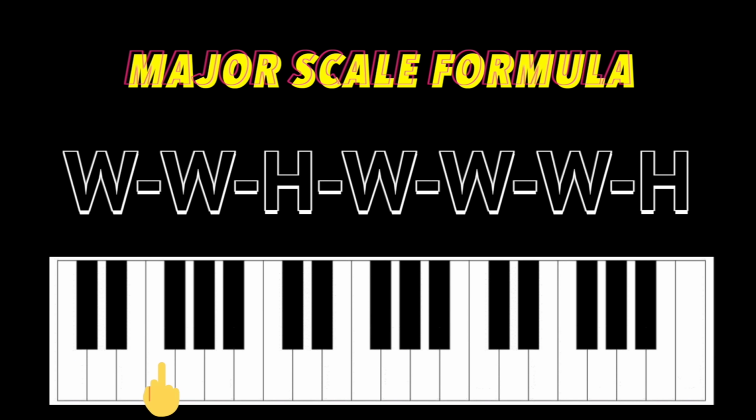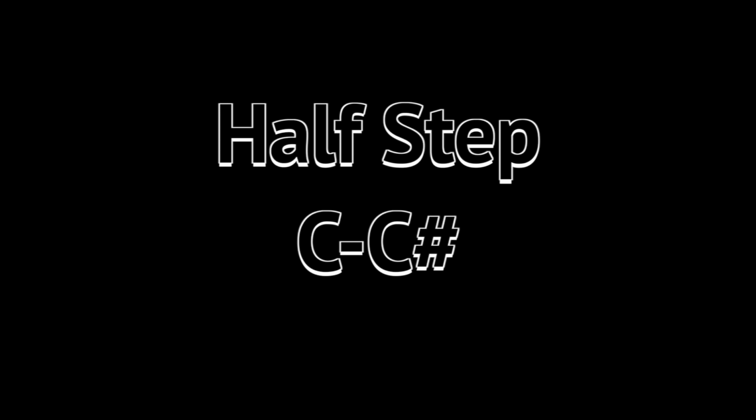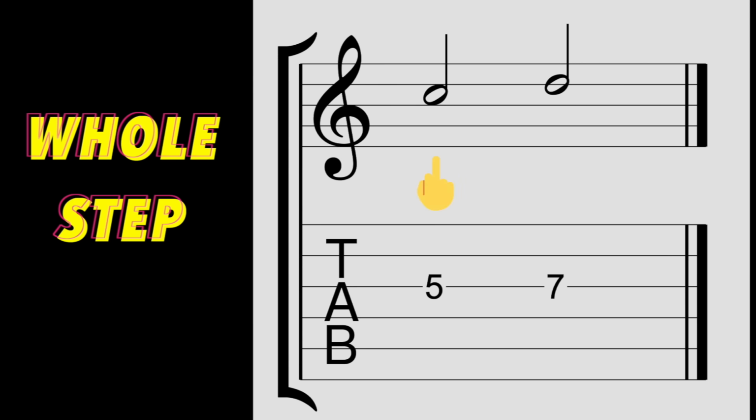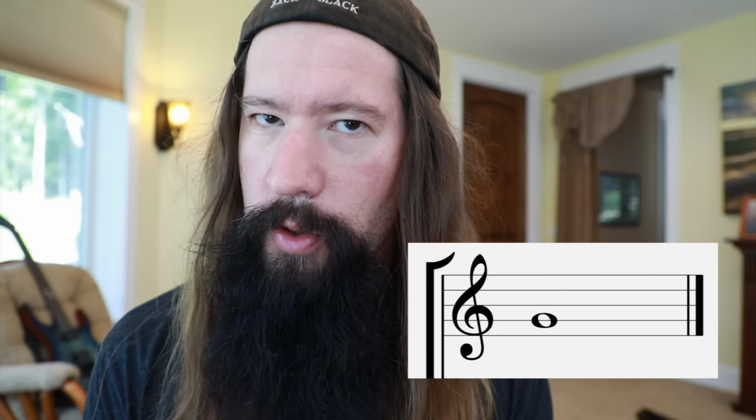There's a formula you can use to generate any major scale. Whole step, half step, whole step, whole step, whole step, half step. Here's how it works. A half step is from C to C sharp, or one fret on the guitar. A whole step is from C to D, or two frets on the guitar. Use this formula starting on any note to make a major scale. Start on the note G to make a G major scale.